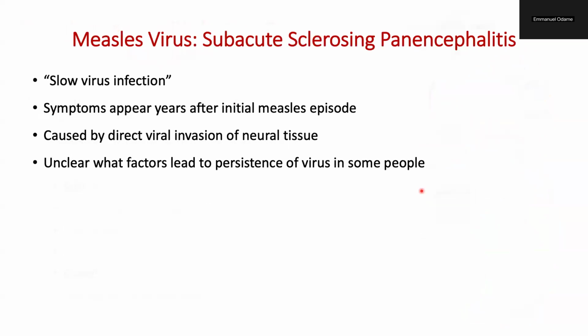Next on our list is the measles virus, which causes subacute sclerosing panencephalitis, and which is basically a slow virus infection. Symptoms appear years after the initial measles episode. So if you have someone who has chronic measles episodes, you are prone to getting this. It's caused by direct viral invasion of the neural tissue. It's basically unclear what factors lead to the persistence of the virus in some people. And sometimes you can get it as late as 7 to 15 years after you got these measles episodes.